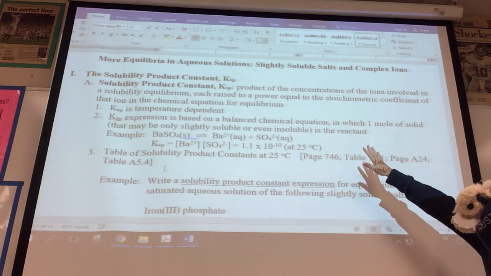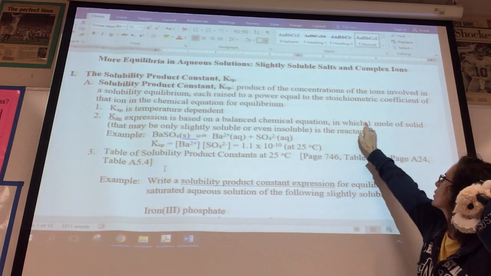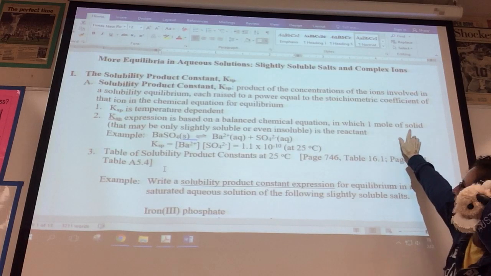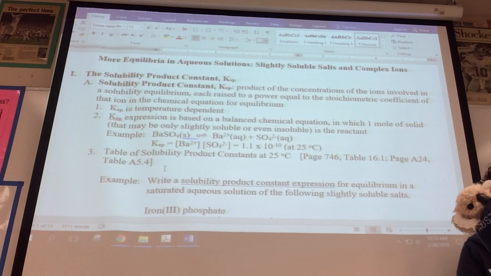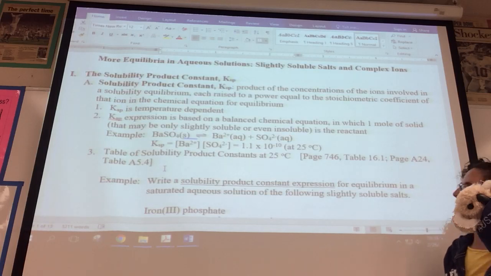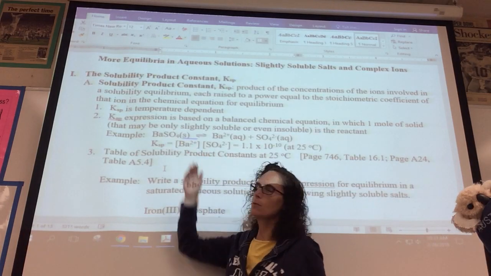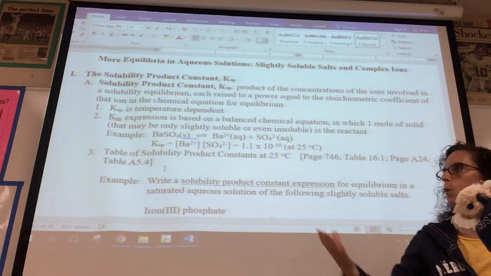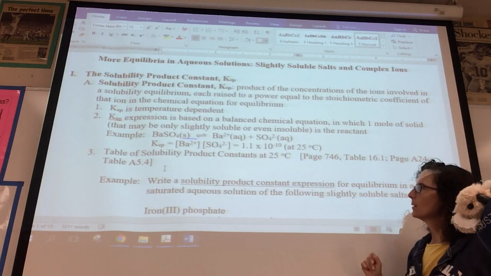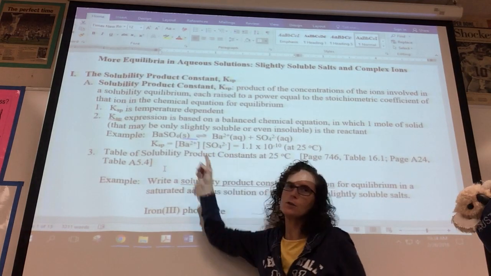The KSP expression is based on the balanced chemical equation. You'll always have 1 mole of a solid, and that solid is barely soluble. You're not looking at substances that are highly water soluble, like sodium chloride, like sodium sulfate, like group 1 anything, like ammonium sulfate, etc., or any nitrates. So for example, there are 6 sulfates that we consider insoluble in water or barely soluble, one of which is barium sulfate. Barium sulfate, the equilibrium would lie far to the left.